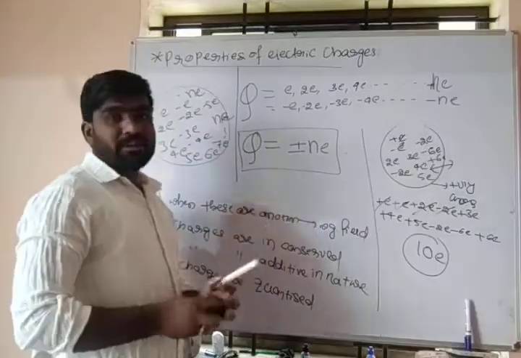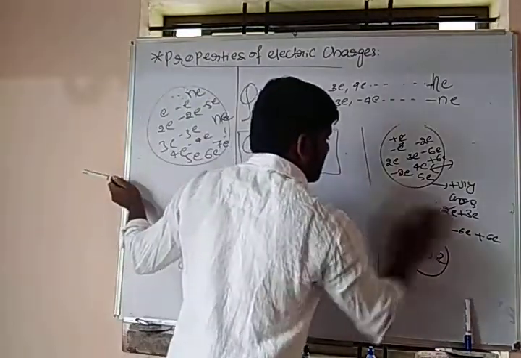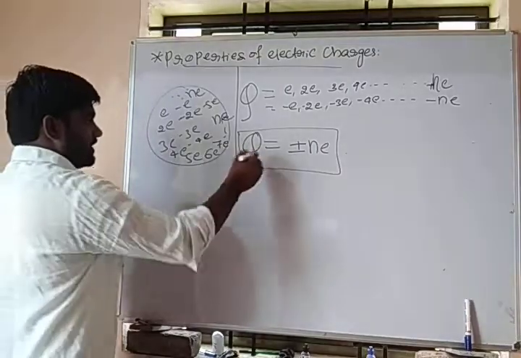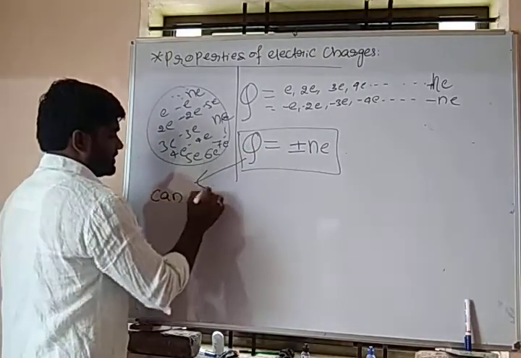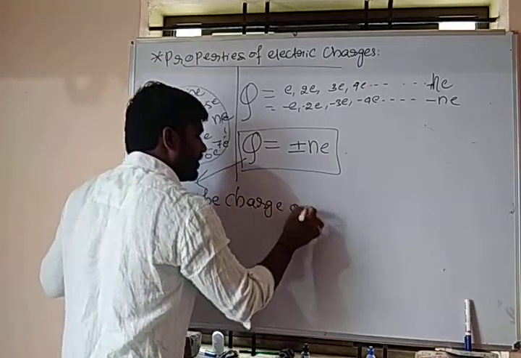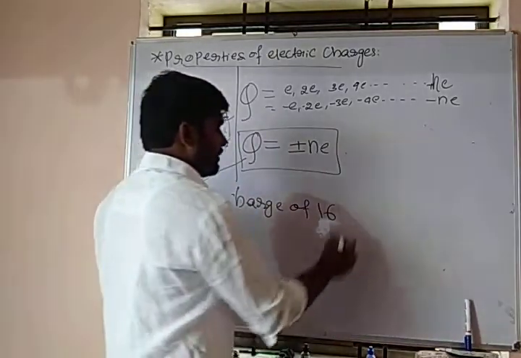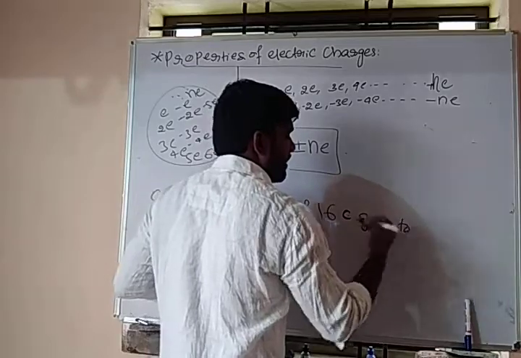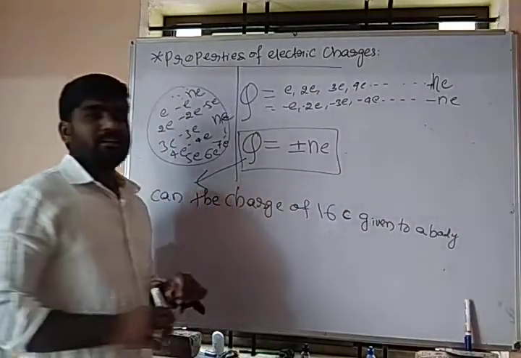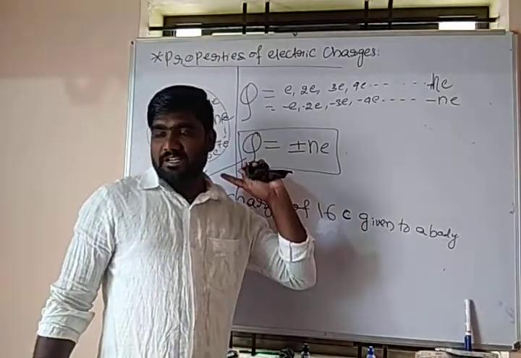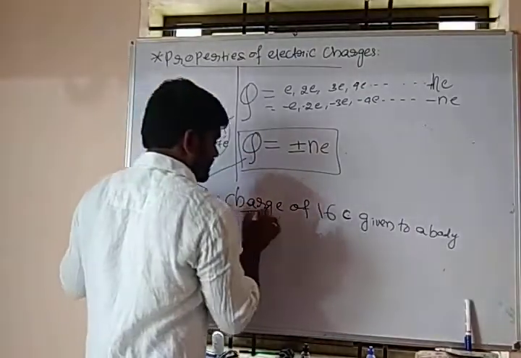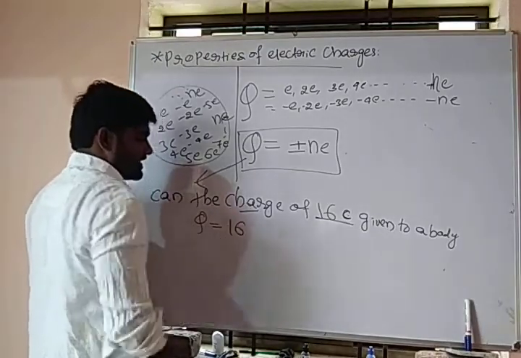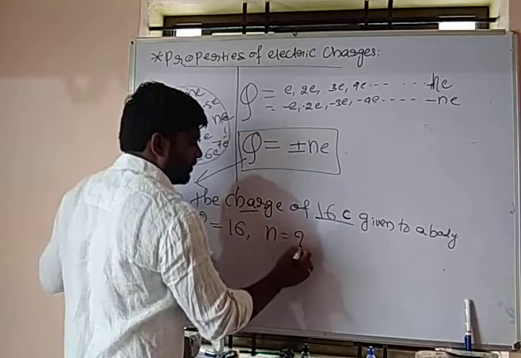For example, see here, I am asking a question. Question based on this: can the charge of 16 coulomb be given to a body? This is your question. See here, how to solve this? The charge is given, 16 coulomb. Q is given, equal to 16. N we don't know, N we have to calculate.